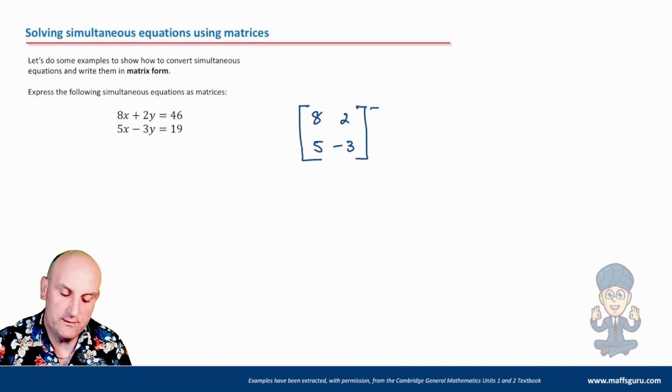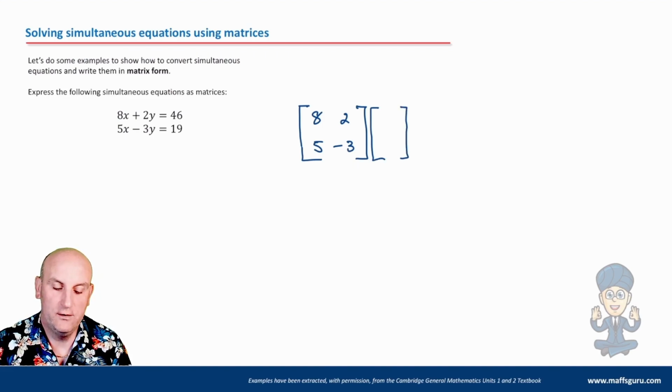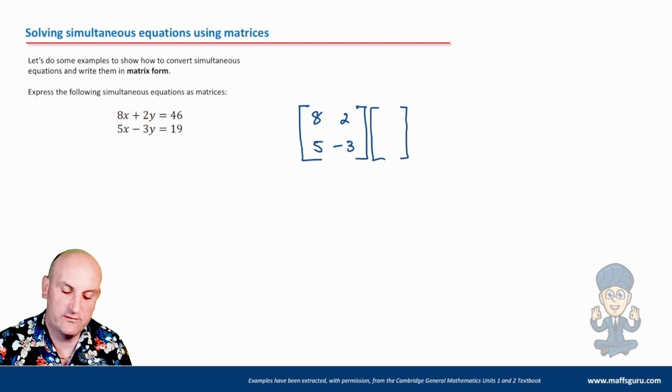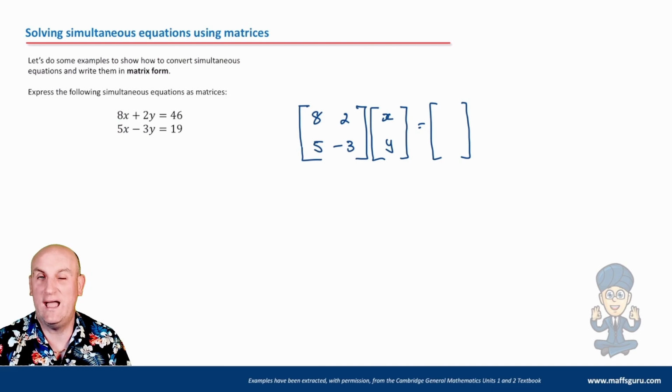The next thing I do is I do a 2 by 1 matrix. And the reason I do that is because I now need to take account of these letters x and y. So I write x and y there. Now, if you're sitting there saying, why do I do this? Don't worry about it. I'll try and explain in just a moment. Just showing you how you do it.